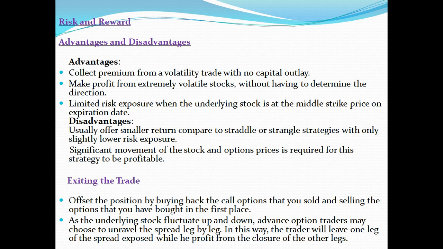These two are the disadvantages. Exiting the trade. How can we exit the trade? Offset the position by buying back the call option that you sold and selling the options that you bought in the first place. As the underlying stock fluctuates up and down, an advanced option trader may choose to unravel the spread leg by leg. In this way, the trader will leave one leg of the spread exposed while he profits from the closure of the other legs.